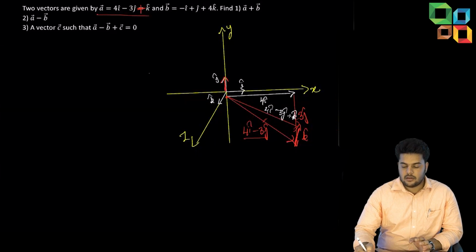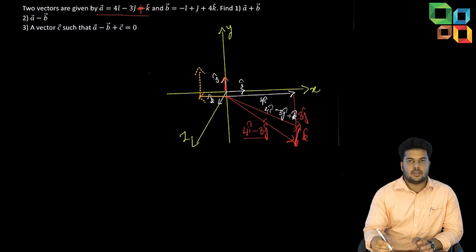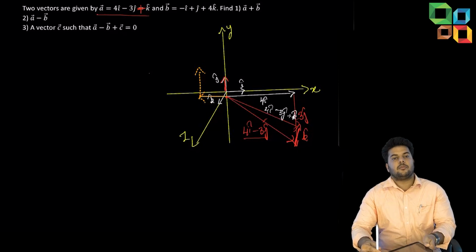Let me do it in another color. What does B look like? Minus i to the left on the x-axis. Minus one i step, so go back one step. Go upwards one step. Let me do it in dotted colors. So this is minus i. Then go one step upwards plus j, and then come 4 steps outward, isn't it? So it's a vector that somewhat looks like that, coming out of the plane.